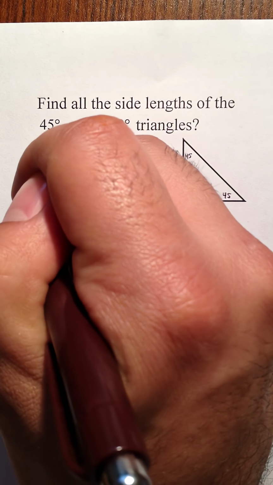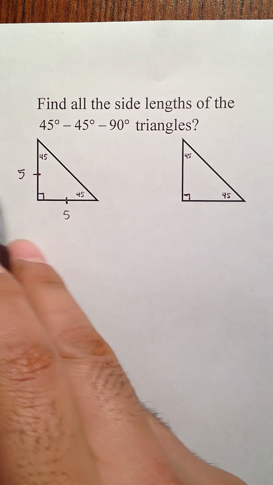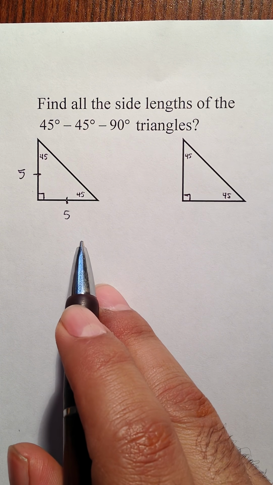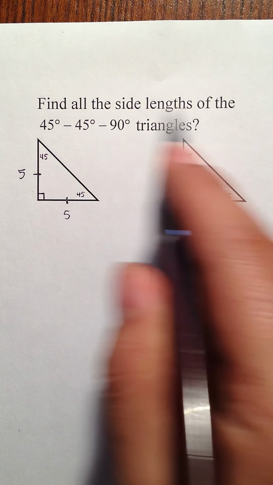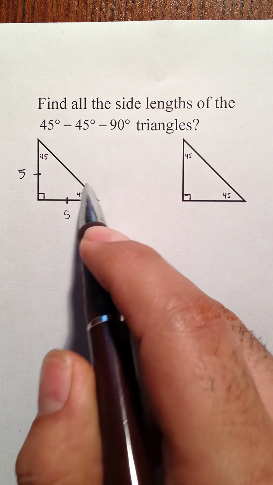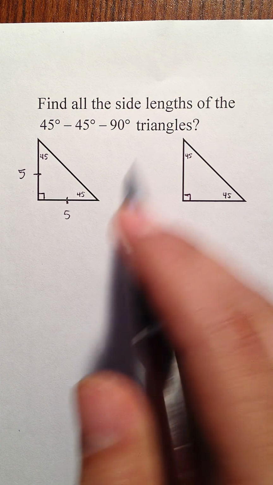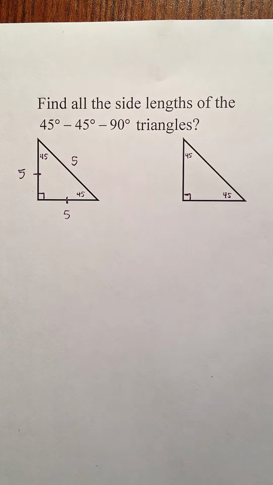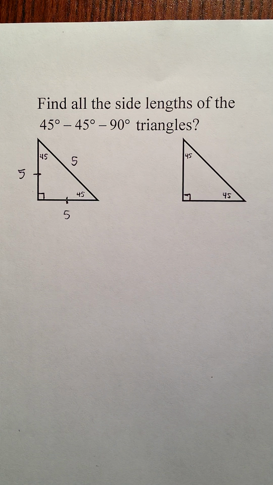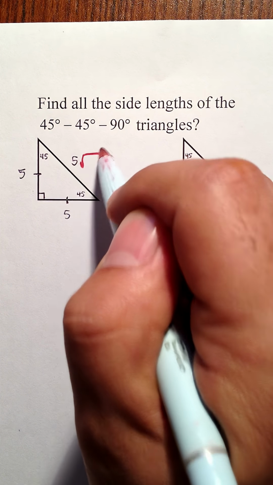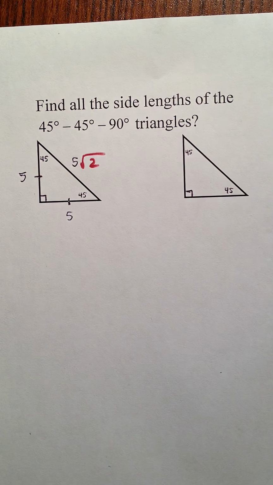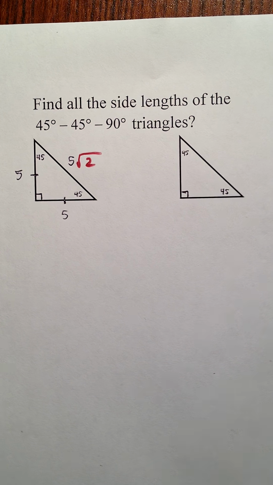So when somebody gives you the side length of, say, 5, you can also match it on the other side and say, well, that other side length is 5. But they will ask you to find all the lengths of this special right triangle, so they'll expect you to find the hypotenuse. To find the hypotenuse, you take the side length of your identical sides and multiply that by radical 2. And just like that, that is the answer.